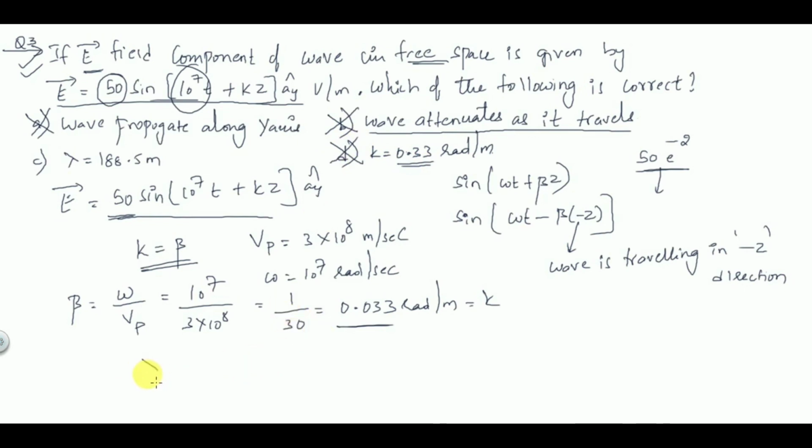Let us find the value of lambda. Lambda is 2 pi by beta, so 2 pi by 1 by 30 gives 60 pi. If you calculate this, it is around 188.5 meters only. So this is the correct option. Based on the given options, we can find the correct option like this.